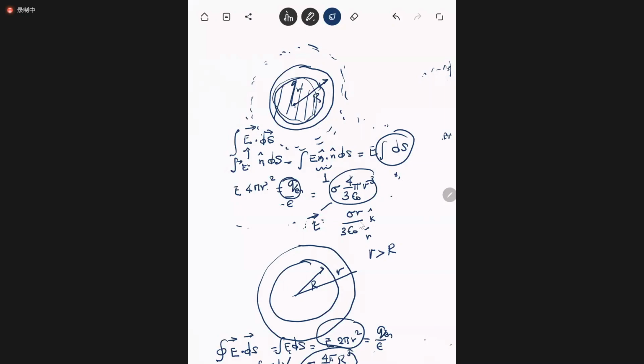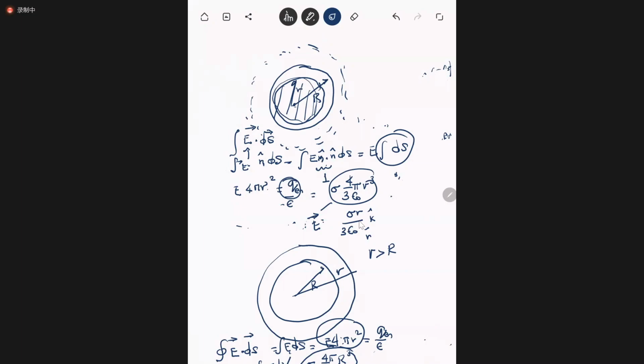If I do that, then I can find E in this particular case. I made a mistake again. This is not 2 pi r, it's 4. You remember that? The surface area of a sphere is 4 pi r squared. So 4 pi and 4 pi will cancel each other.